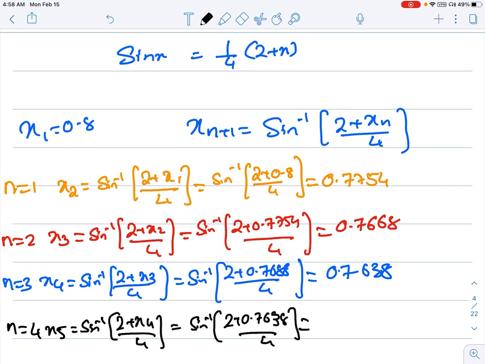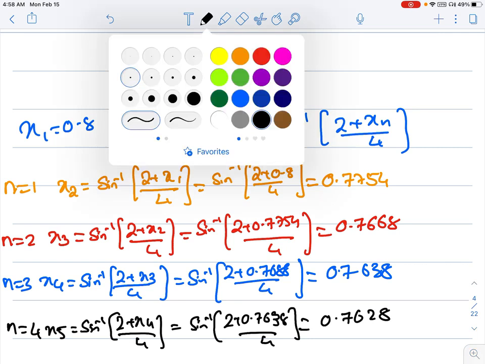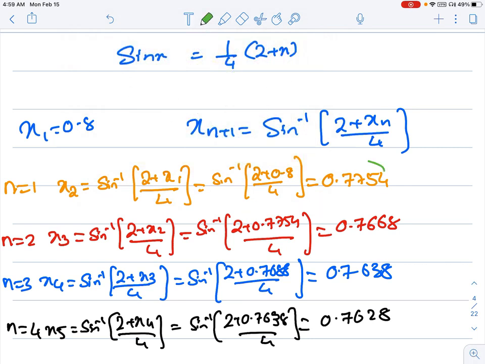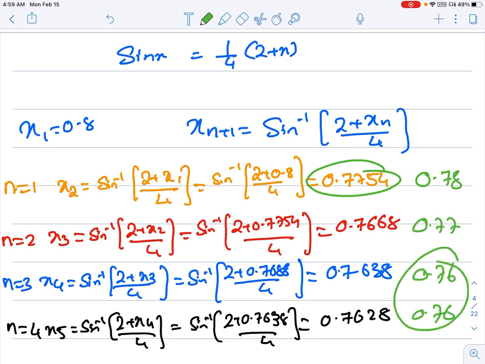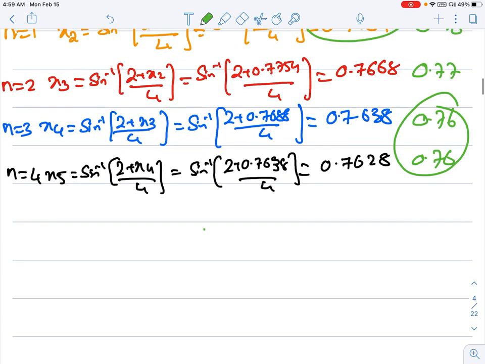Go back and change to 38. So it becomes 0.7628. So I shall stop here. Why am I stopping over here? Because to 2 decimal places, check it out, it will become 0.78, 0.77, 0.76, 0.76. I can see that it is repeating. Whenever it's repeating, the answer is 0.76. Alpha is equal to 0.76.